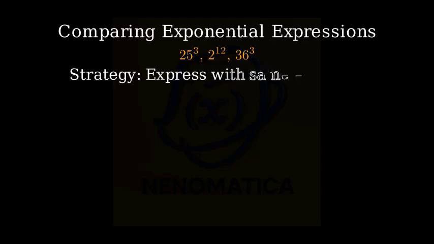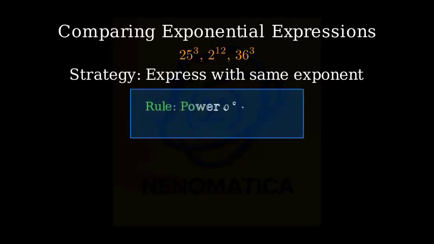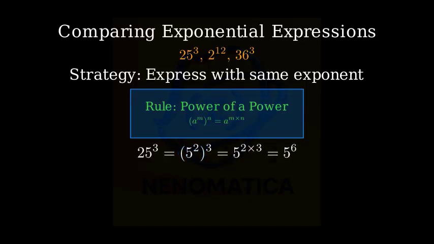When comparing expressions with different bases and exponents, it's often helpful to convert them to a form where we can make a direct comparison. In this case, let's try to express each number in a form with the same exponent. Let's rewrite each number as a power with the same exponent. First, 25 cubed. We know that 25 equals 5 squared. So 25 cubed is the same as 5 squared cubed. Using the power of a power rule, we can multiply the exponents. So this equals 5 to the 6th power.